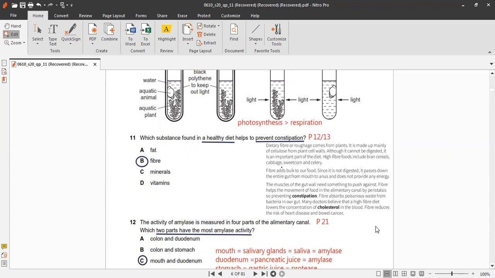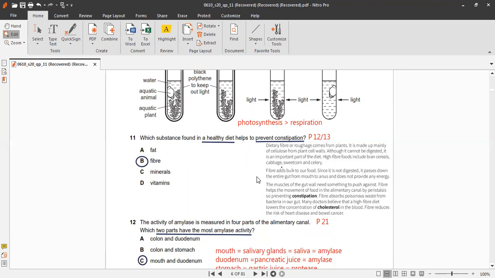Fiber is made mainly of cellulose from plant cell walls and cannot be digested. It is an important part of the diet. High fiber foods include cabbage and sweet corn. Fiber adds bulk to our food. Since it is not digested, it passes down the entire gut from mouth to anus and doesn't provide any energy.